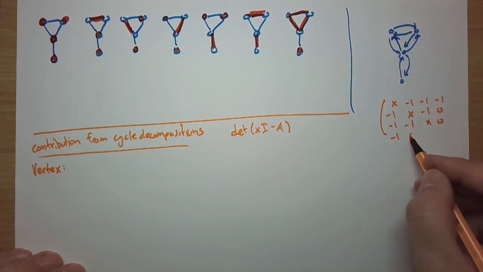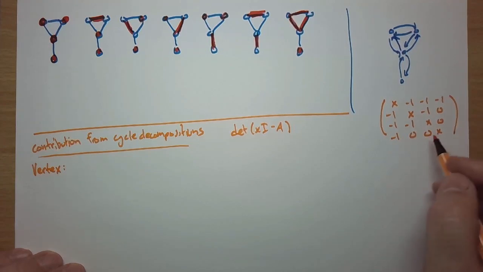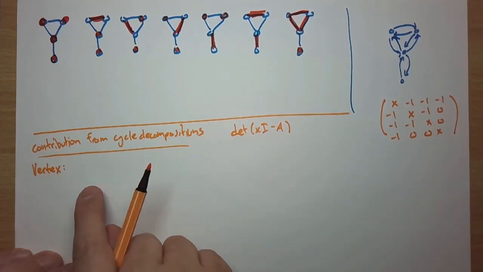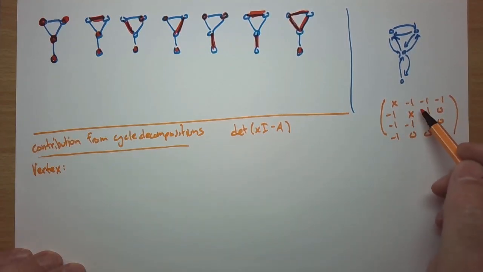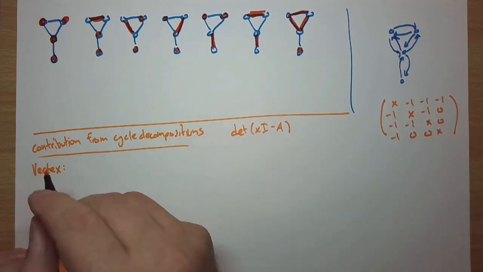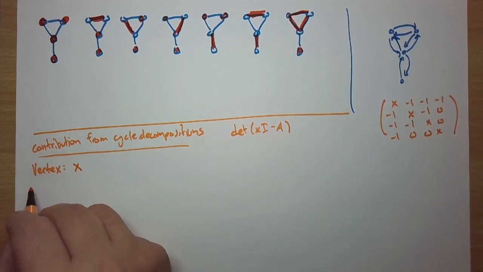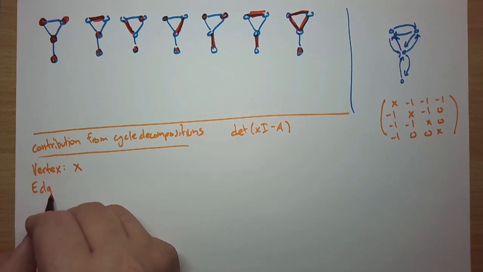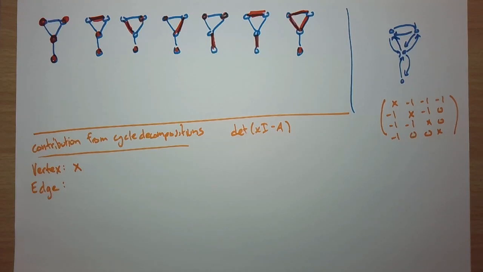Just a vertex will contribute x. Correct, because the vertex says you're on the diagonal. So that's x. What's the contribution from an edge? Just one single edge should be 1.